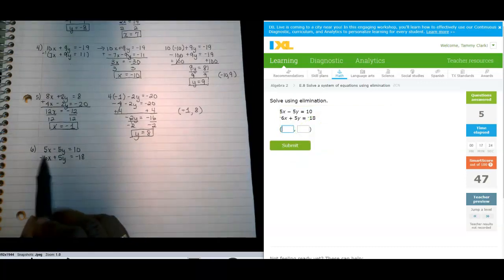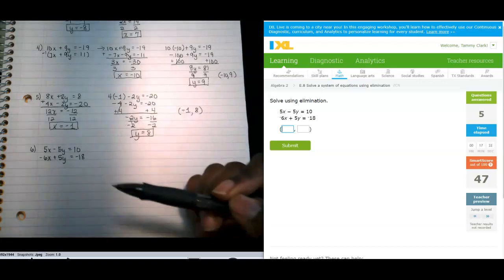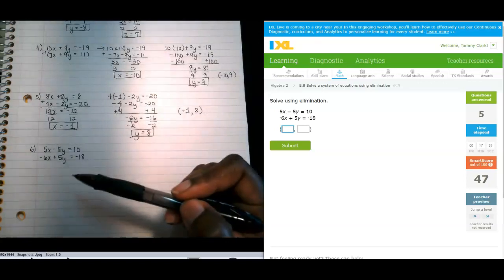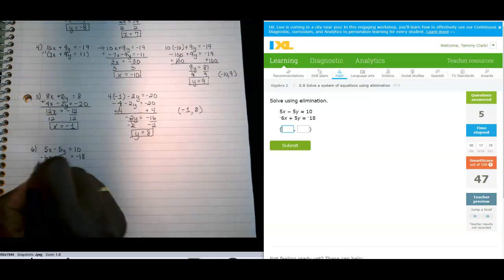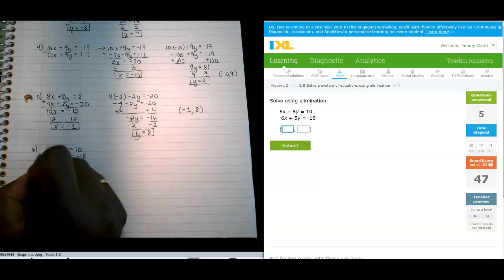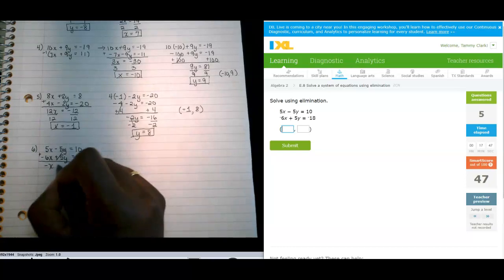Alright, on question number 6, we've got 5x minus 5y equals 10, and negative 6x plus 5y equals negative 18. We're looking for the same coefficient with opposite signs, so you can see the y term already has that. So we can simply just add our two equations together. 5x minus 6x is negative x. The 5y's eliminate each other.